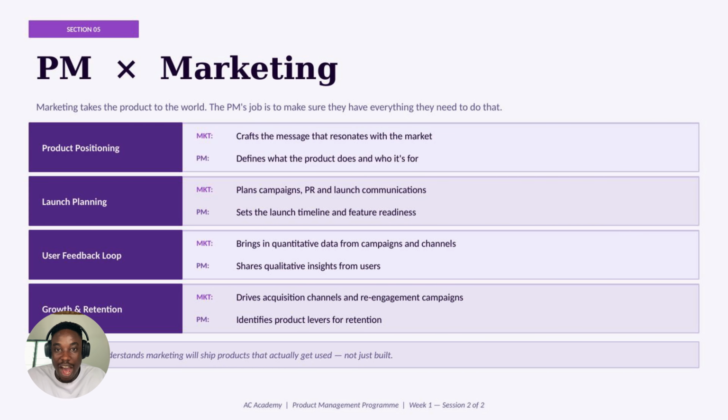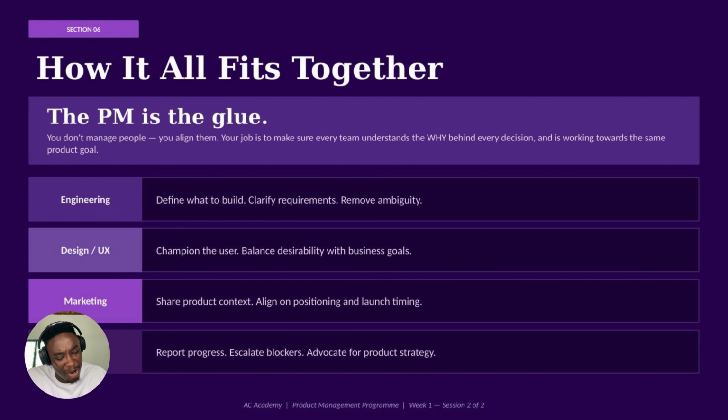Then we move on to how this all fits together. So we ask ourselves, how do all these features, responsibilities and links fit together? Yes, so the product manager is the glue actually. You don't manage the people you are working with, you only align them. Your job is to make sure every team understands the why behind every decision that is taken and is working towards the same goal.